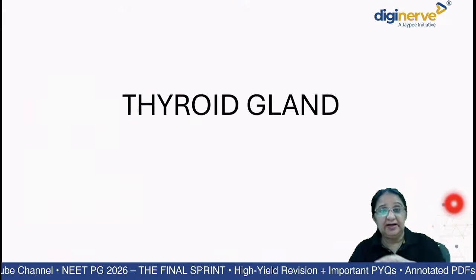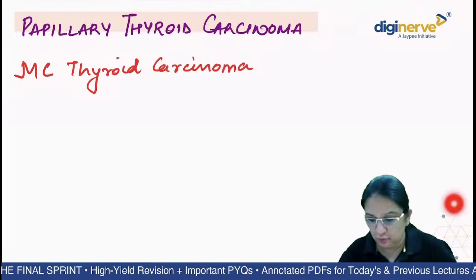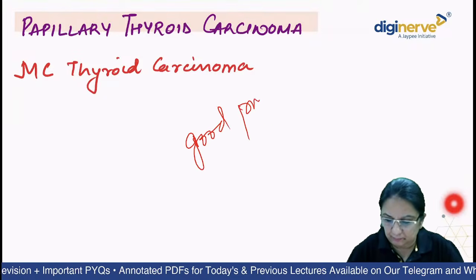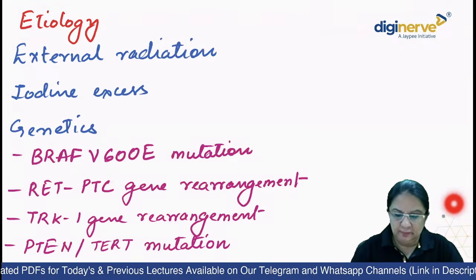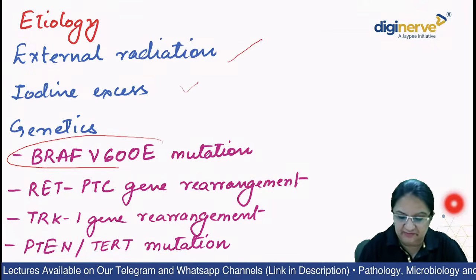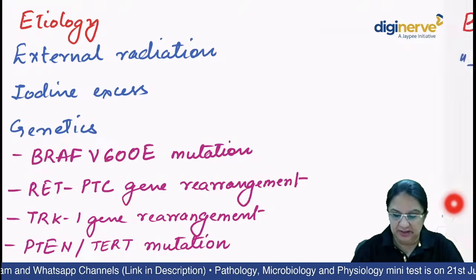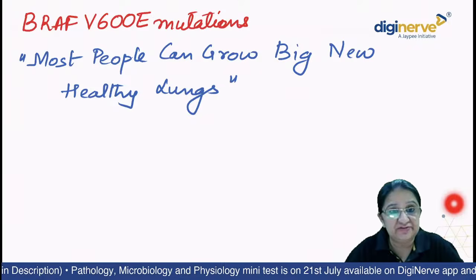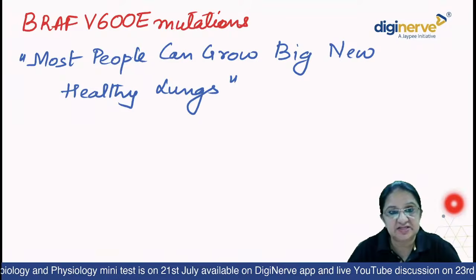Now, coming to the thyroid gland, very quickly, I'm just going to describe the tumors. Papillary thyroid cancer, most common thyroid cancer, with a good prognosis. The etiology could be external radiation, iodine excess, most commonly BRAF V600E mutation or RET/PTC gene rearrangement, right? These days they do ask in which malignancies this BRAF V600E mutation can be seen.